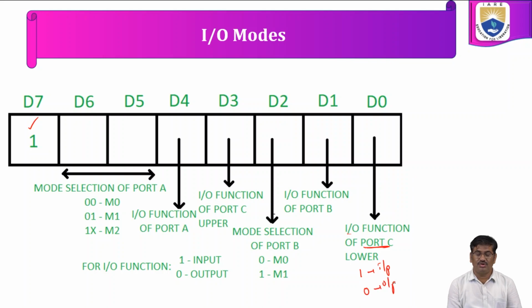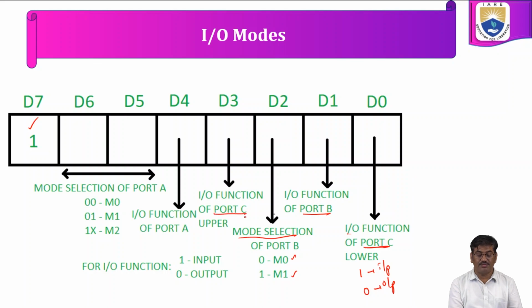If you write 0, the port C lower will be configured as output. The next bit corresponds to port B, similarly configuring either input or output. The next bit is a mode selection for port group B, where we can have port B and port C lower. We can configure group B in 2 modes, that is mode 0 and mode 1.